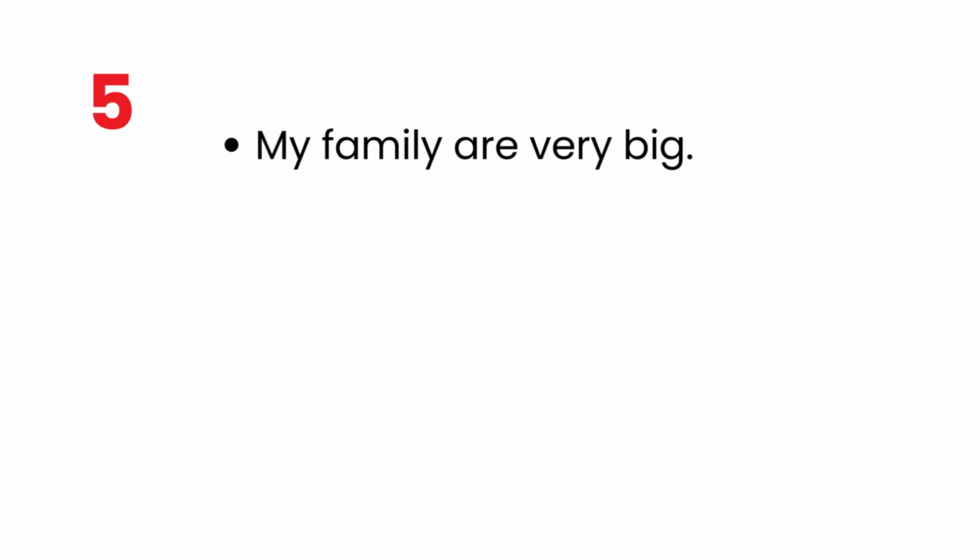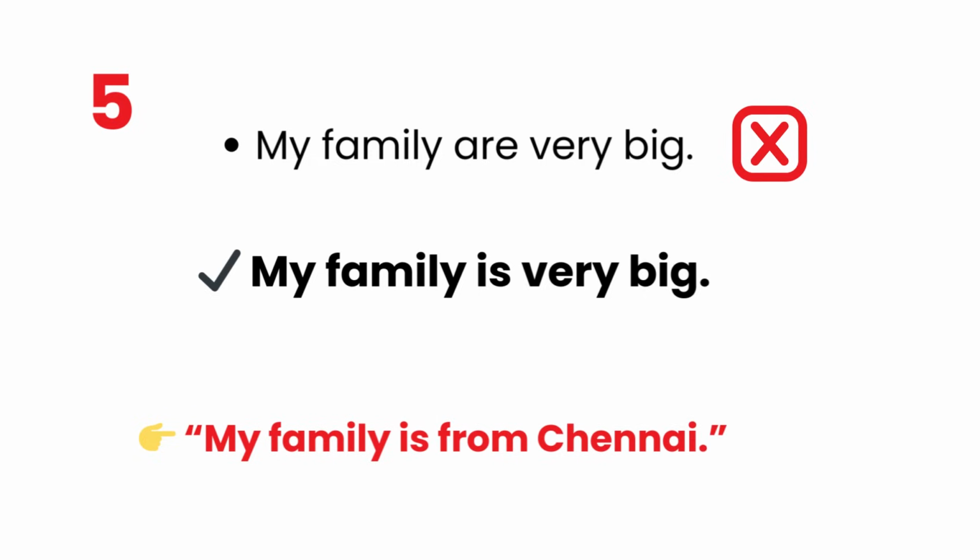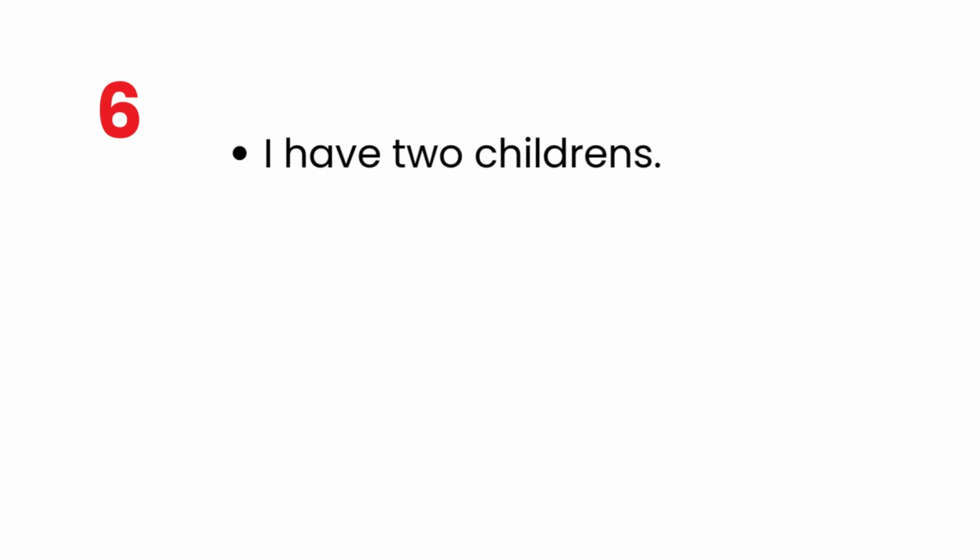Number 5. My family are very big. Wrong. When we think of family as one group, we have to say is. My family is very big. Say this sentence with me. My family is from Chennai. Got it?